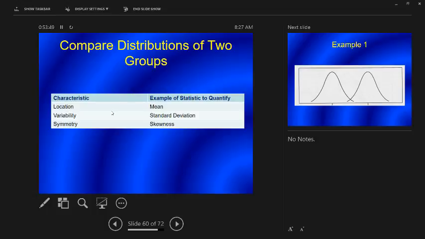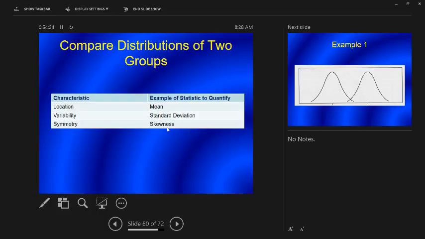So now what we've just talked about are 3 different ways to measure characteristics of a distribution. The location or measure of central tendency, examples are the mean or median or mode. Those are all 3 different ways to measure the location or central tendency of a distribution. The next characteristic is the variability. We saw that we could use the standard deviation or the variance or the range to describe the variability in a distribution. And then a third one is symmetry. Is the distribution symmetrical or is it skewed?